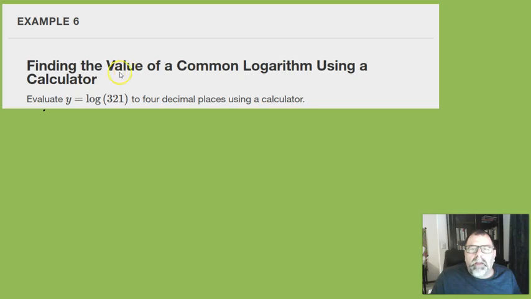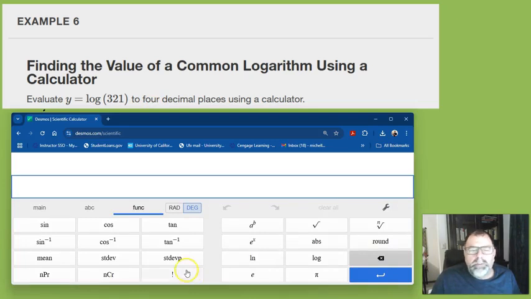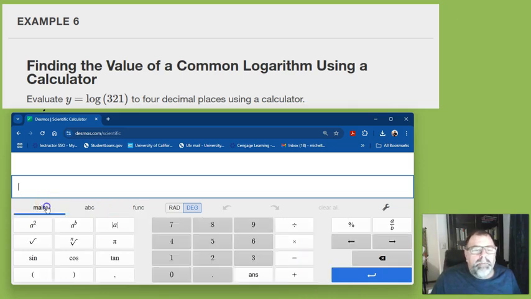Example 6, finding the value of a common log using a calculator. Evaluate y equals log of 321 to 4 decimal places using a calculator. Okay, so we'll just use decimals. Most scientific calculators should have a button that says log. That's the common log, base 10. So one way we could do this is, because 10 is the base, we want to figure out the power to get us 321.